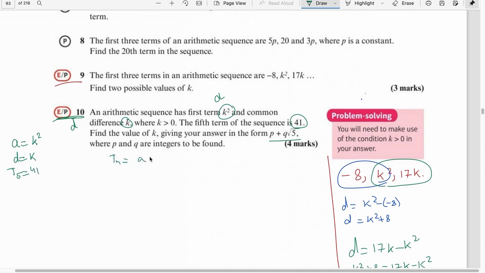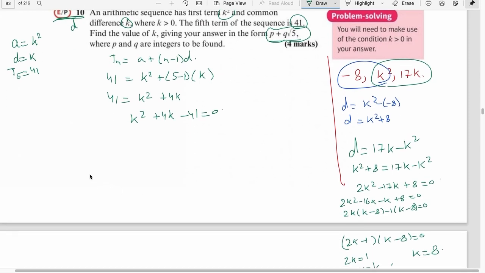So tn is equal to a plus (n minus 1) into d. We know this is 41 when n is 5. a is already given, which is k squared. When n is 5, we have the value of d, that is k. 41 is equal to k squared plus 4k, rearrange: k squared plus 4k minus 41 is equal to 0. And this has made it pretty clear that we'll have to go through the quadratic formula. So minus b plus or minus square root of b squared minus 4ac, where a is 1 and c is negative 41, over 2a.